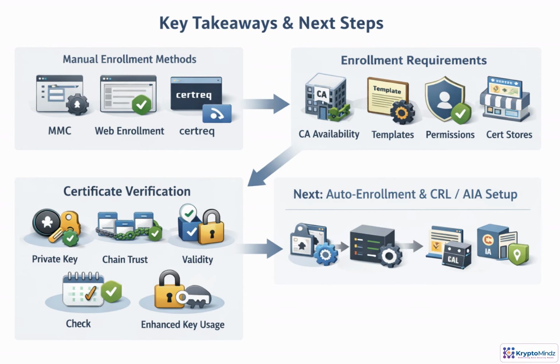Manual enrollment is your foundation. You can request certificates with MMC, web enrollment, certreq, or PowerShell. Successful issuance still depends on CA availability, the right templates, proper permissions, and targeting the correct store. Always verify private key presence, chain trust, dates, and EKU. In the next module, we'll move on to automating enrollment and configuring CRL and AIA.